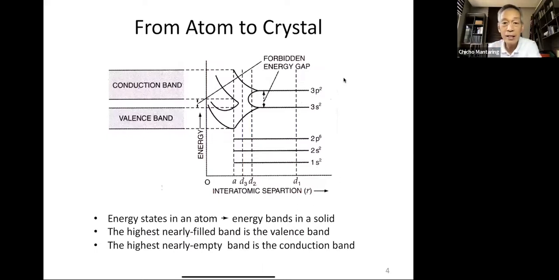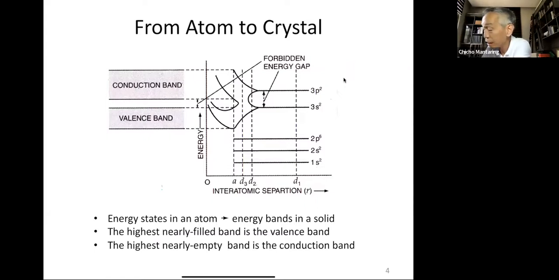Now let's consider the silicon atom. If you consider separate atoms spaced very far apart, this is a picture of what the energy states look like for each of the shells. So this is thinking about silicon atoms that are spaced far apart from each other.